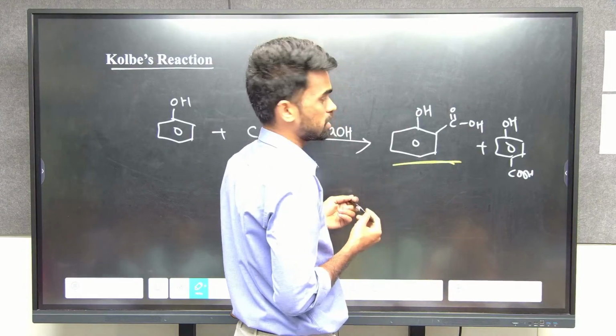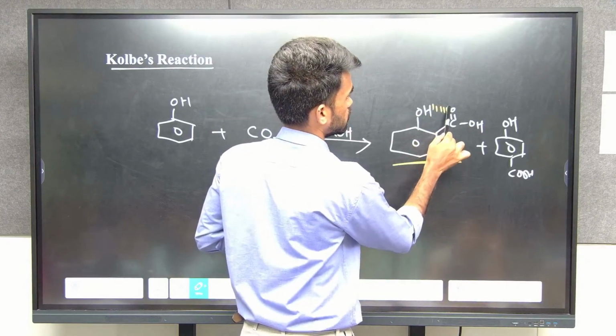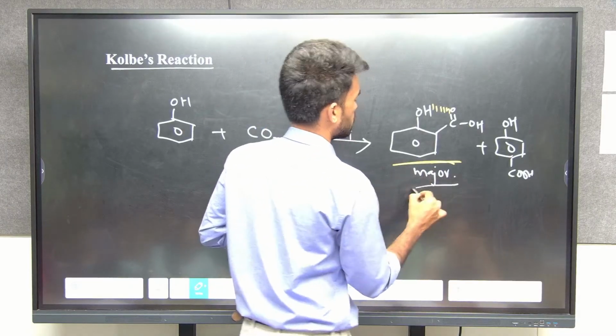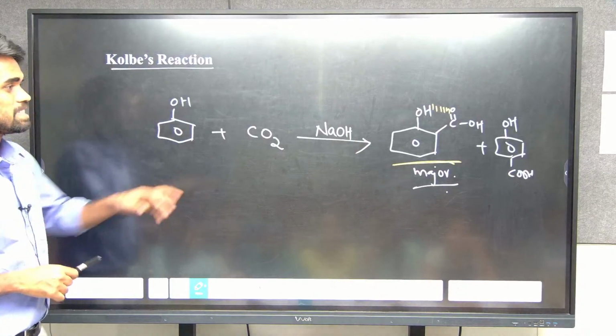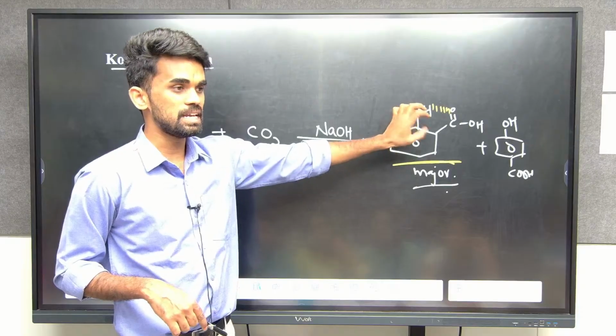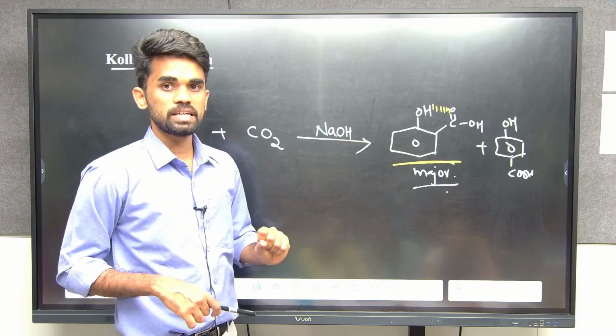Ortho. Why is the ortho product major? See, this hydrogen bonding. So this is major. Ortho product is major. Okay. So now, what is the name of this product? Salicylic acid. What is the IUPAC name?